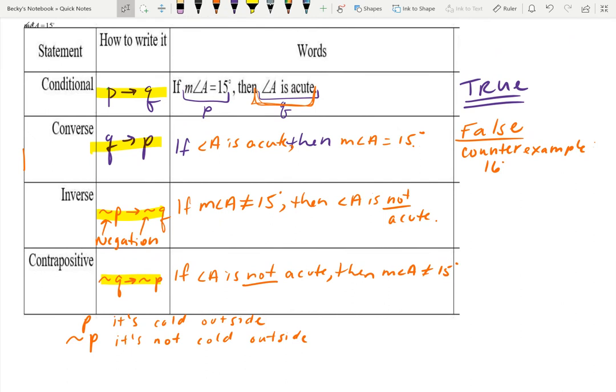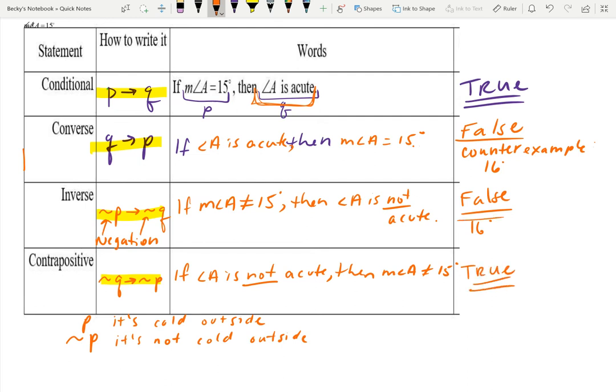For the inverse, if angle A is not 15, then it is not acute. All right, let's think about this again. If it's not 15 degrees, then it's not acute. So it's saying the angle can only be 15 degrees to be acute, which is false. It could be, again, 16 degrees. It could be a different measure besides 15 is what I'm saying. All right, let's look at the contrapositive. If angle A is not acute, then angle A is not 15. So if it's not acute, then it's not 15, which is true.